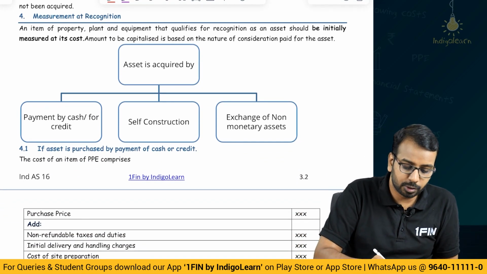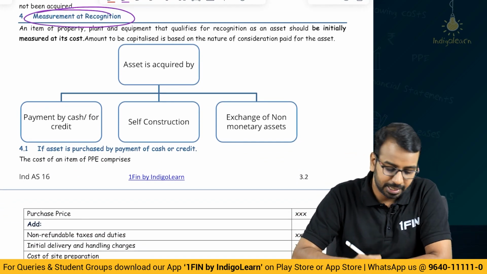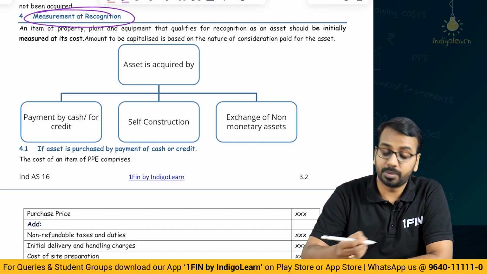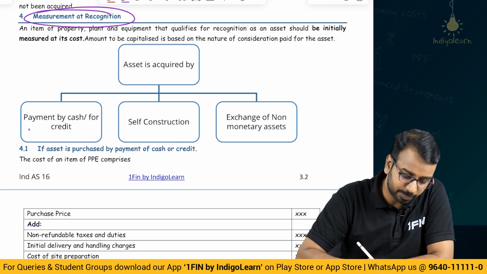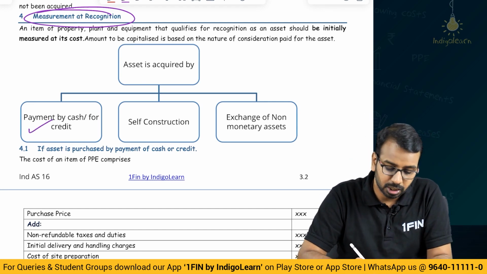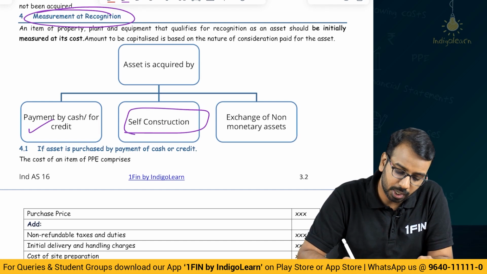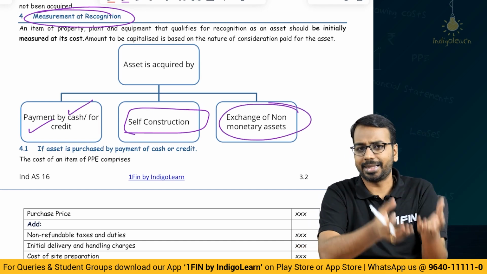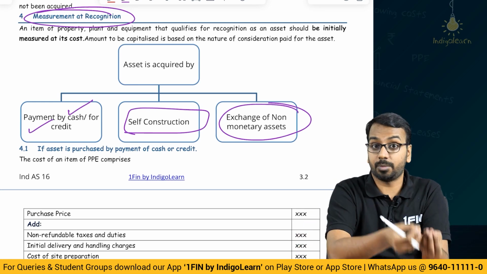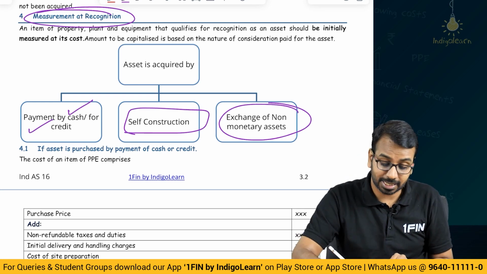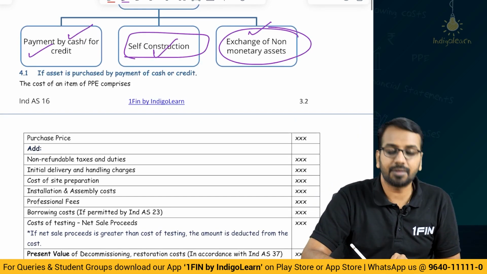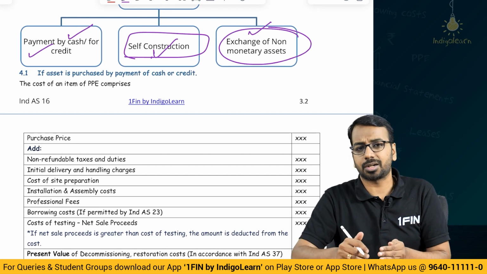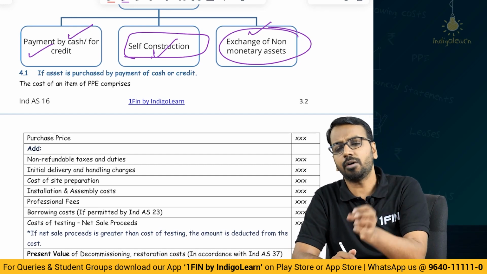Now, how do we do the measurement at initial recognition? Now there could be multiple scenarios. One is you directly pay by cash or it is taken on credit. Or there is a self construction, or an exchange of monetary asset. If it is by cash, whatever amount you have paid, at that value you can recognize. If you have transferred some asset, that will come under this criteria. If it is self construction, then you will add all the construction cost and calculate the value of PPE.